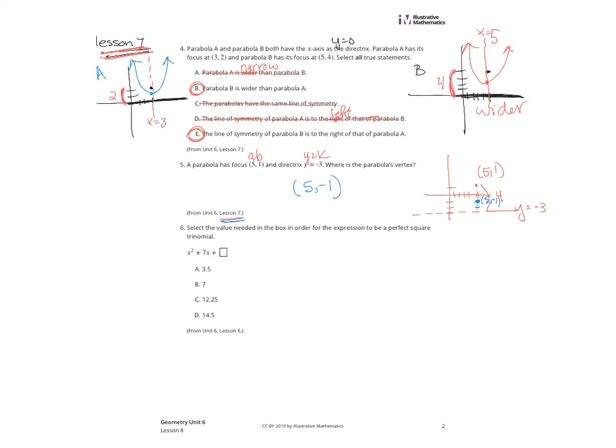Okay, number 6, select the value needed in order for the expression to be a perfect square. Remember, that means your c term is (b divided by 2) squared. So in this problem, this is ax squared plus bx plus c, so my b is 7. So this is (7 divided by 2) squared. That's 3.5 squared. So when I square that, I get 12.25. So c would be 12.25.